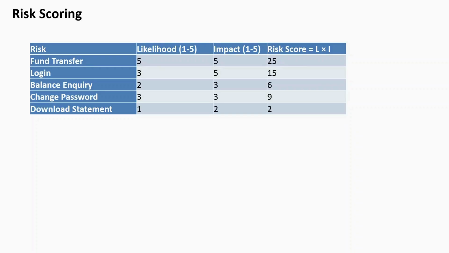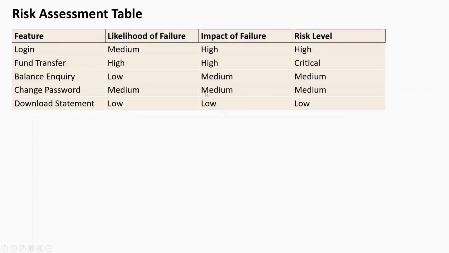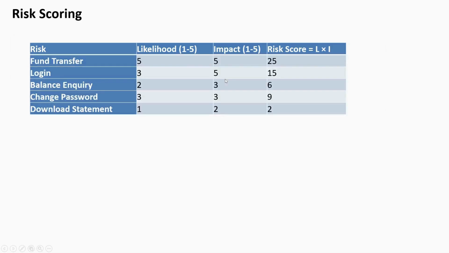This is basically coming from the previous table, right? Where we have fund transfer, the likelihood of failure is high and impact is also high. So we have both of them as 5 and 5, and the risk score is 5 into 5, that is 25. That is a very high risk area and should get top testing priority here.